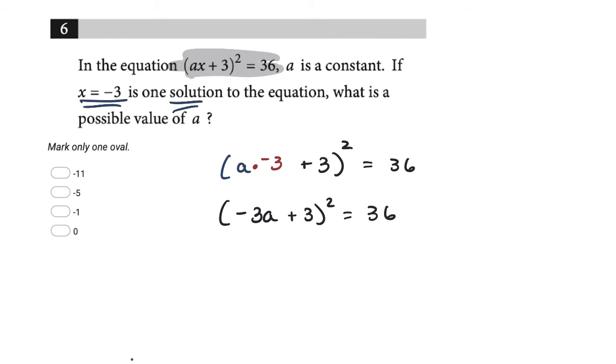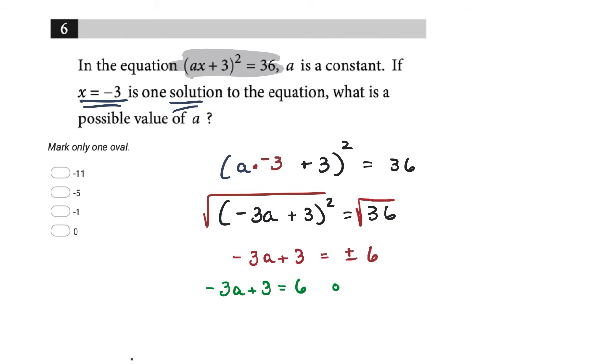We can solve this. In fact, we have solved just recently problems like this. We can square root both sides. And so we get negative 3a plus 3 equals, don't forget, it's plus or minus when you square root. So this is actually two equations we have to solve. The one where it could equal 6, and we have to solve the one where it could equal negative 6.